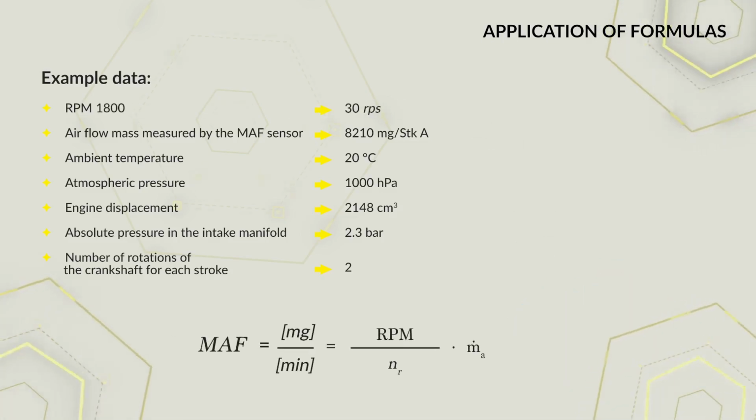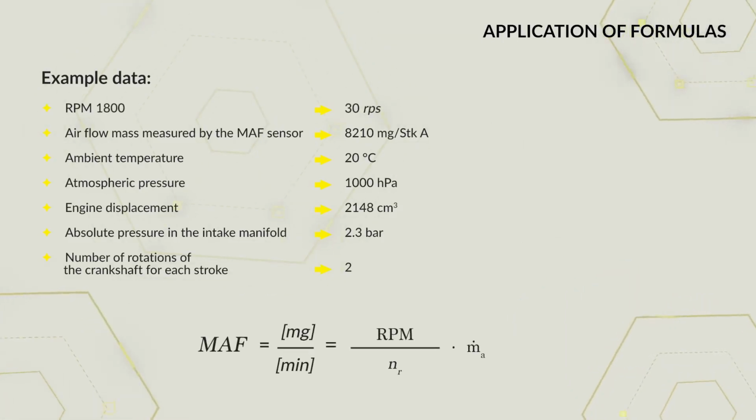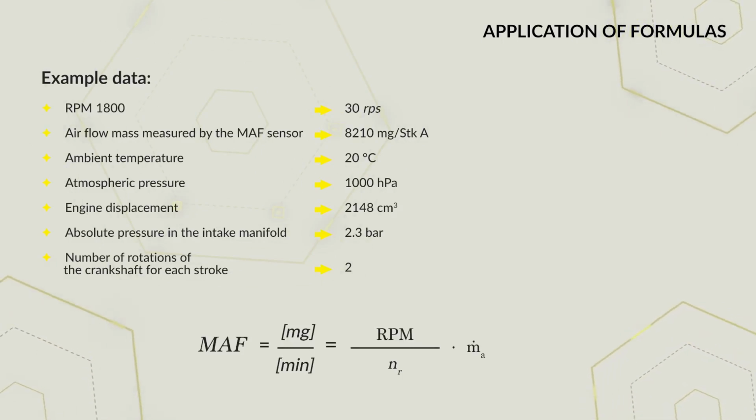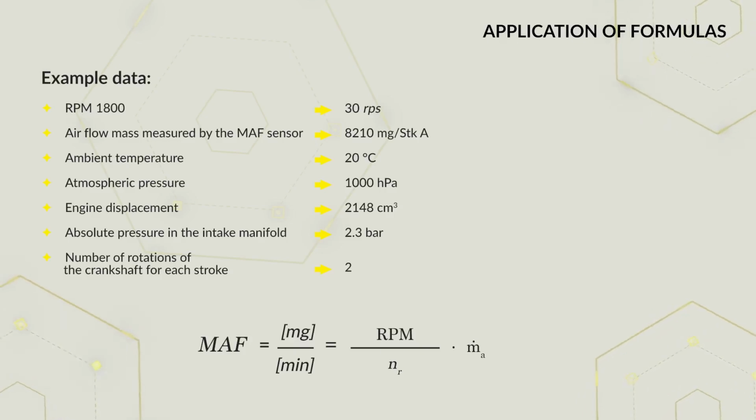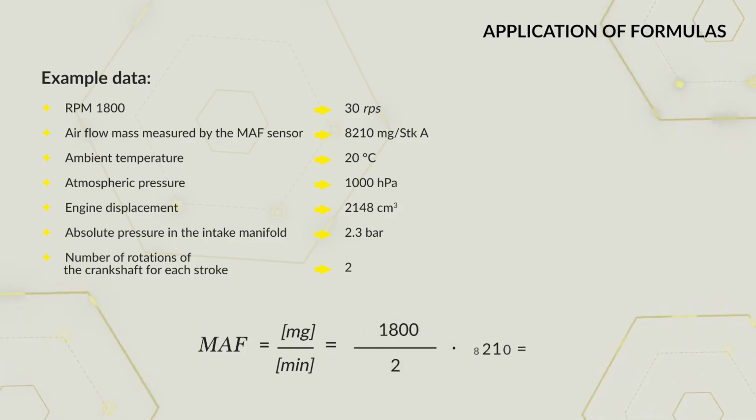Then we convert the air mass flow measured by the MAF sensor and expressed in milligrams of air per cycle to kilograms per hour. Let's start by finding how many milligrams of air enter the engine in a minute. Then divide the engine revolutions per minute by the number of rotations of the crankshaft for each complete cycle, stroke, and multiply the result by the air mass flow measured by the MAF sensor.